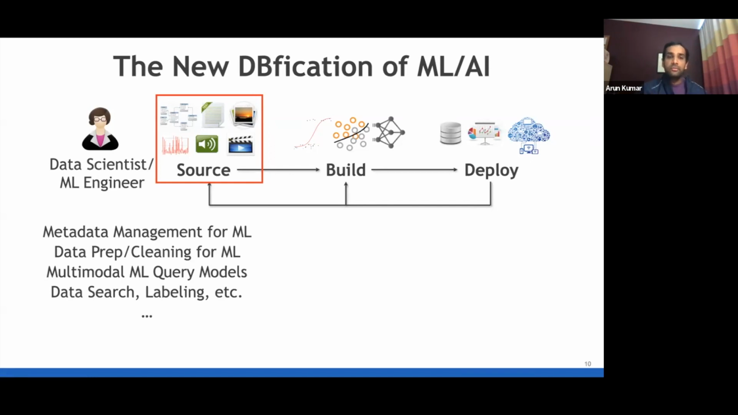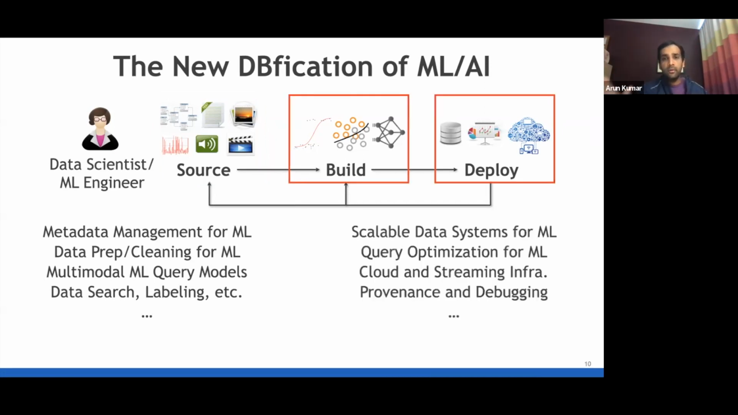Data search systems, data labeling systems, these are all still very critical to make ML practitioners more productive, make applications more seamless. Likewise, on the build and deploy side, there's a lot of systems challenges. And we love building systems internals that are scalable. Scalable data systems for ML also matters. And just like query optimization matters in the relational context, query optimization matters in the ML systems context as well for resource efficiency at scale.